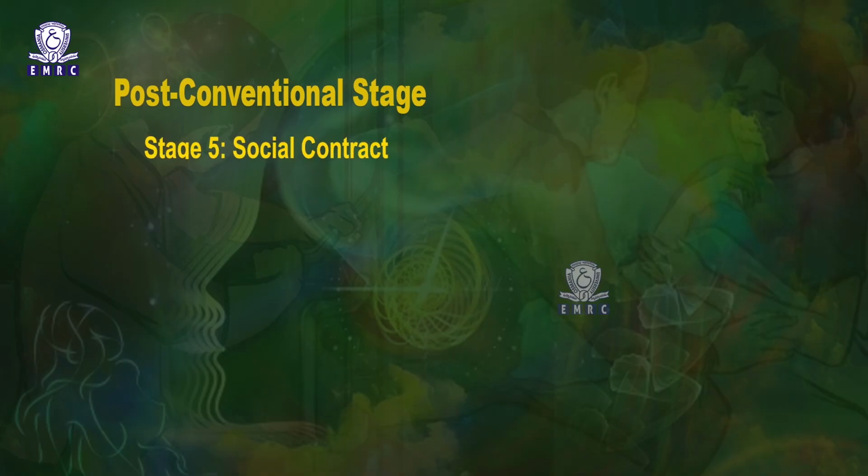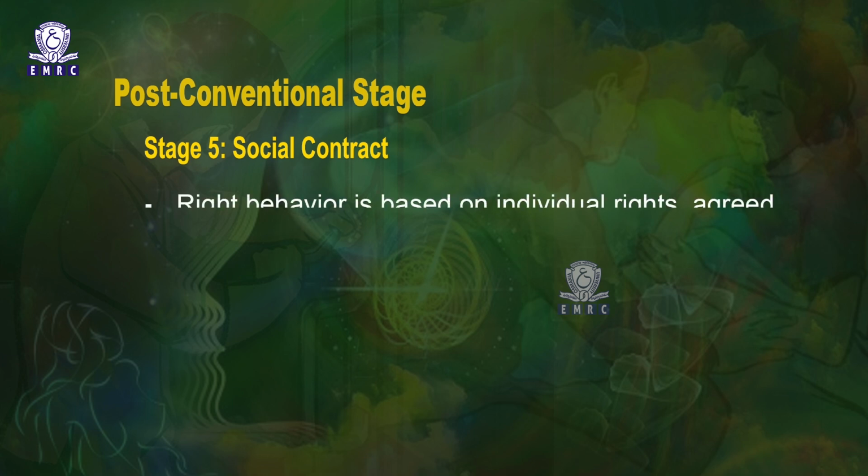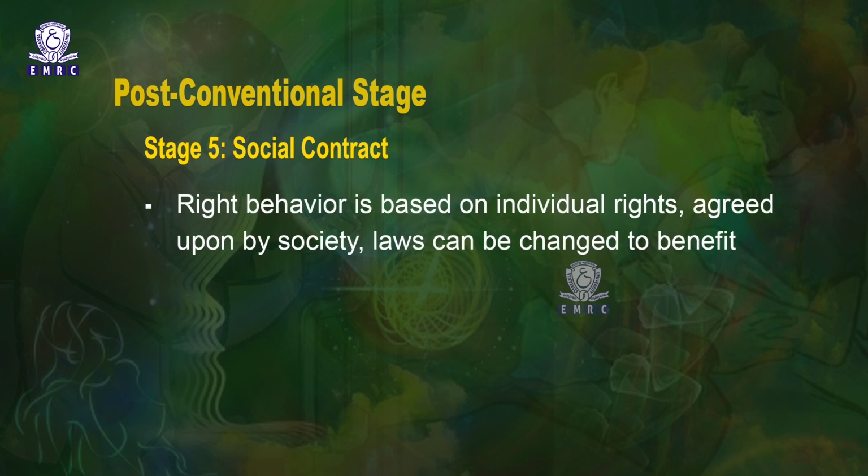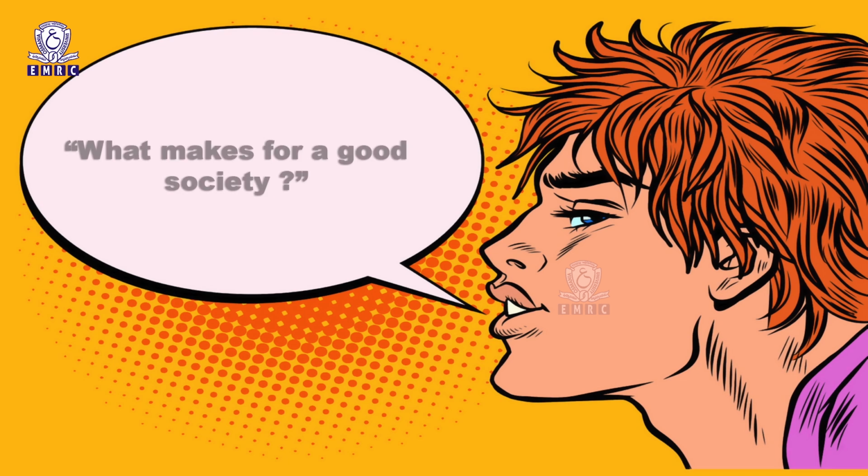Coming to stage 5, it talks about social contract. That's right behavior is based on individual rights agreed upon by society. Laws can be changed to benefit society and constitution. It's more about social contract and individual rights. At this stage, people begin to ask, what makes for a good society?